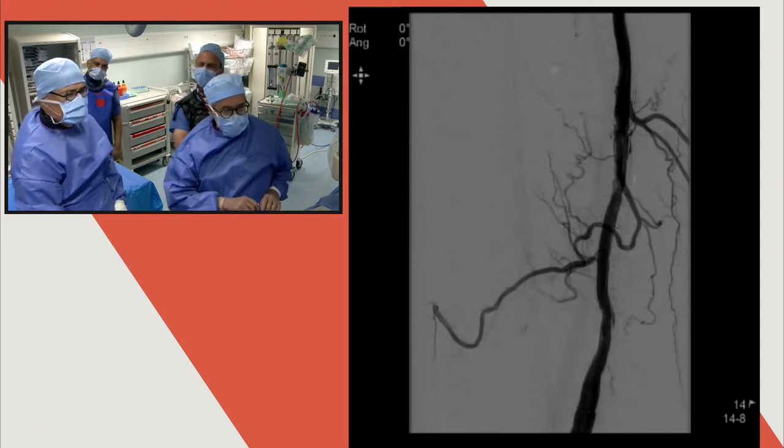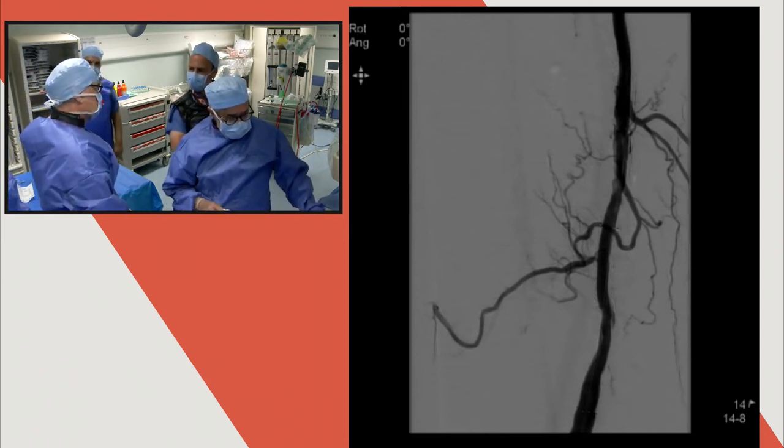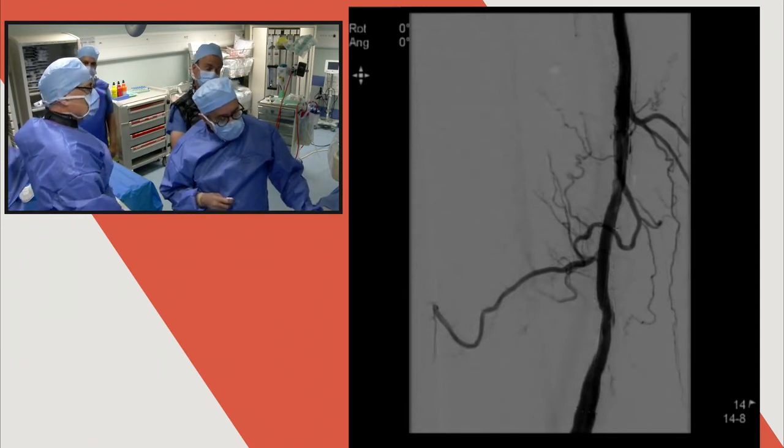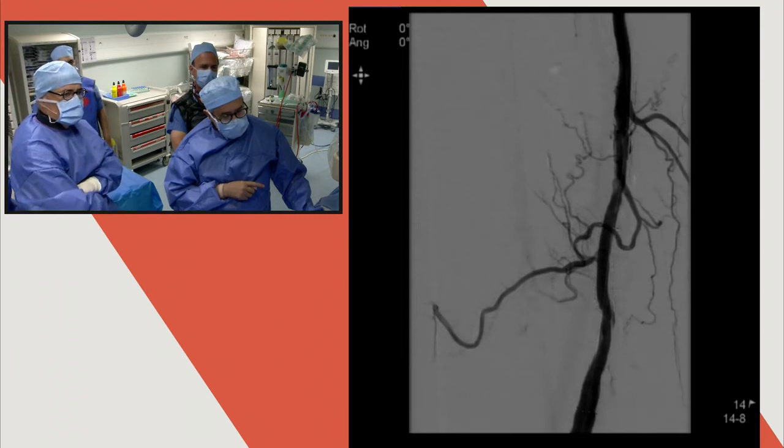So good. 40% after 1 year? 34 with the DCB and 13 with plain balloon. So this is not sufficient.